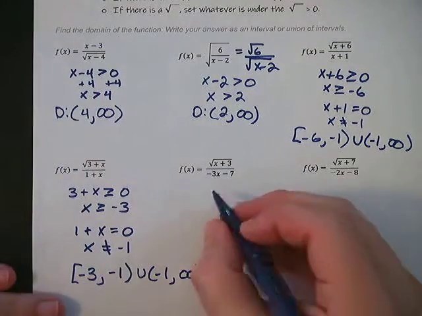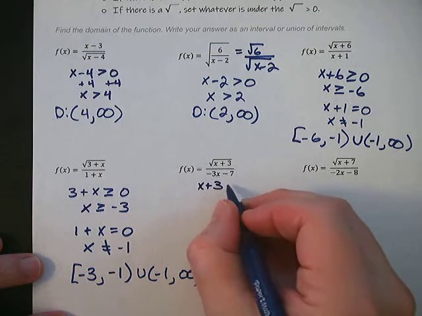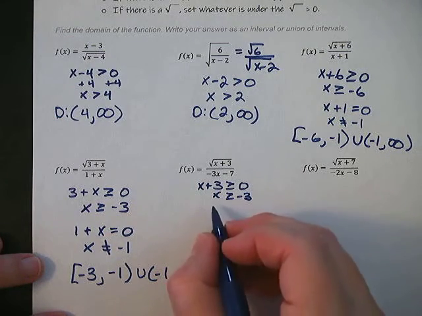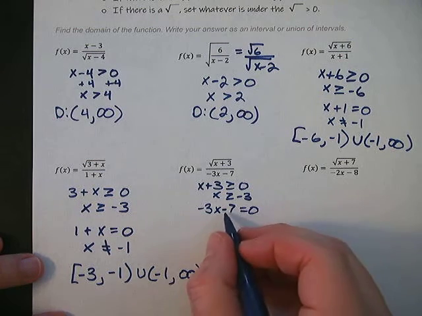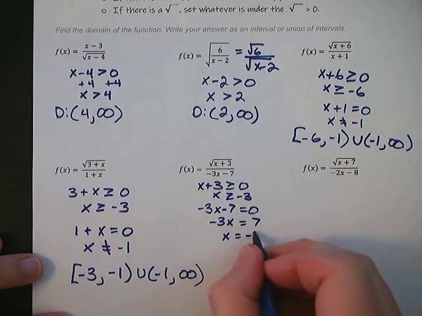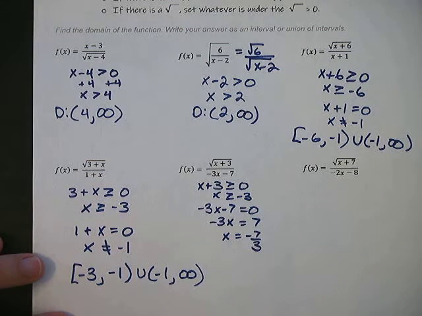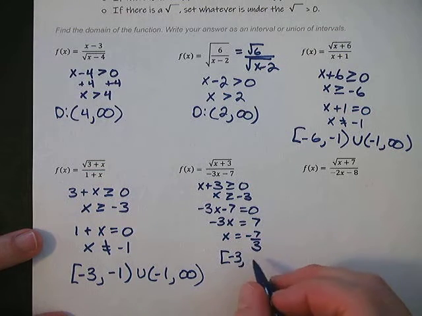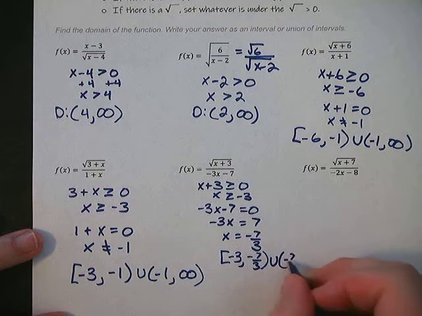Okay, let's take a look at this one. We've got the square root of x plus 3, so we'll set x plus 3 greater than or equal to 0. So x is greater than or equal to negative 3, kind of like the last one. Then the bottom, negative 3x minus 7, we'll set equal to 0 because we don't want the bottom to be equal to 0. Move the 7 over by adding, so negative 3x is equal to 7. Divide by negative 3, and you get x equals negative 7 over 3. So all numbers bigger than negative 3 except for negative 7 over 3. That will be written as: start at negative 3 with a bracket, comma, negative 7 over 3, parenthesis, union, parenthesis, negative 7 over 3, comma, infinity.